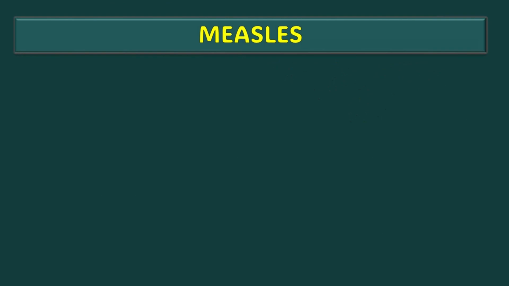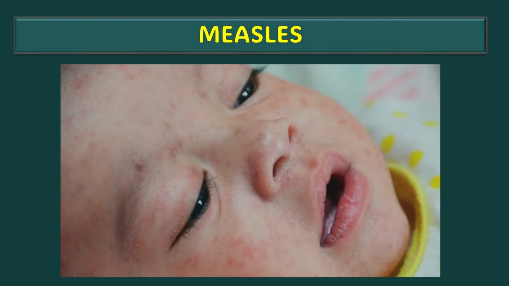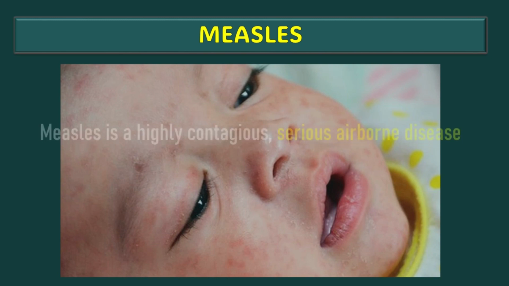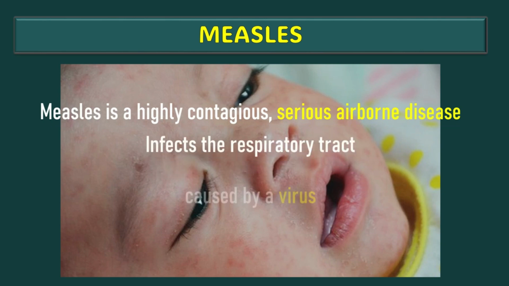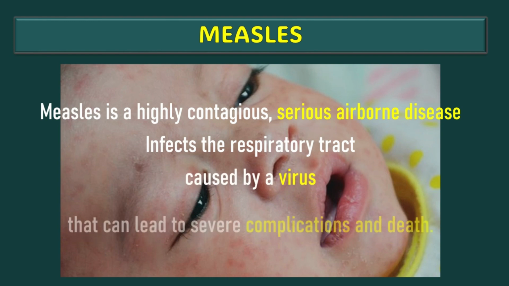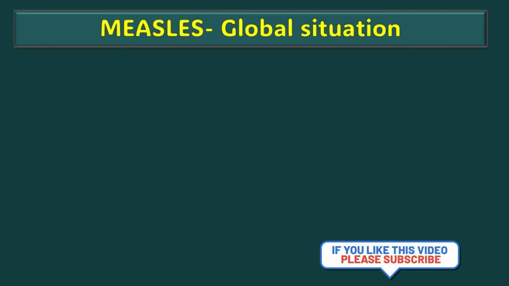Today our discussion topic is measles. Measles is mainly a children's disease and sometimes it occurs in adults also. It is a highly contagious and serious airborne disease. It infects the respiratory tract mainly and is caused by a virus that can lead to severe complications and even death.